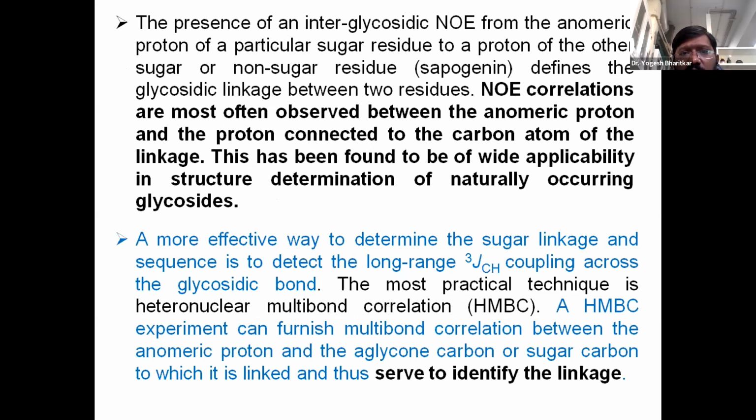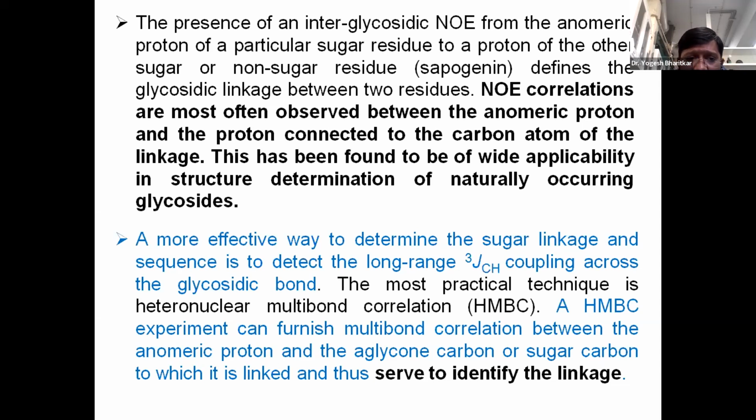The presence of an interglycosidic NOE, nuclear Overhauser effect, from the anomeric proton of a particular sugar residue to a proton of another sugar residue or non-sugar residue such as the sapogenin, defines the glycosidic linkage between two residues. Meaning any relationship between glycan and glycan, we can find the relationship of attachment, which position it is attached. NOE correlations are most often observed between the anomeric proton and the proton connected to the carbon atom of the linkage. This has been found to be of wide applicability for structure determination of naturally occurring glycosides.